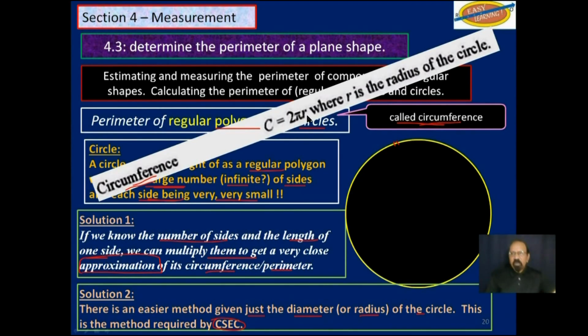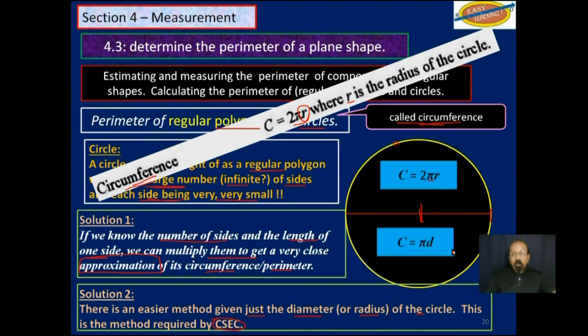The circumference of a circle is equal to 2 pi r. Of course, r is the radius. So if we know the radius of this circle, from here to there, we will multiply 2 and r and pi, and we will get the distance around. Or if we know the diameter, we will just multiply the diameter by pi.